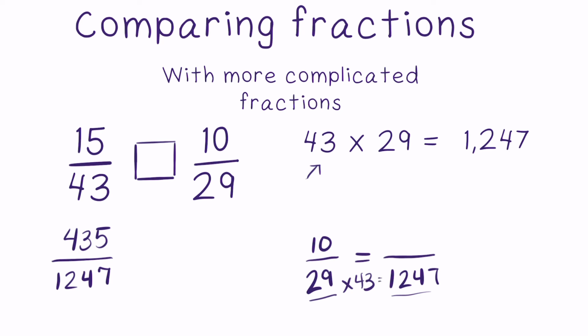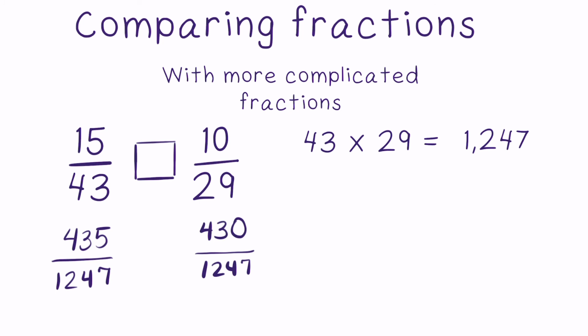We then do the same thing to the numerator as we've done to the denominator. We multiply it by 43 as well. I could write this out, but I also find this a little bit easier to multiply just by looking. 43 times 10 is going to be 43 tens, so it's going to be 430. Now I've determined that the equivalent fraction of 10/29ths is 430 1,247ths.